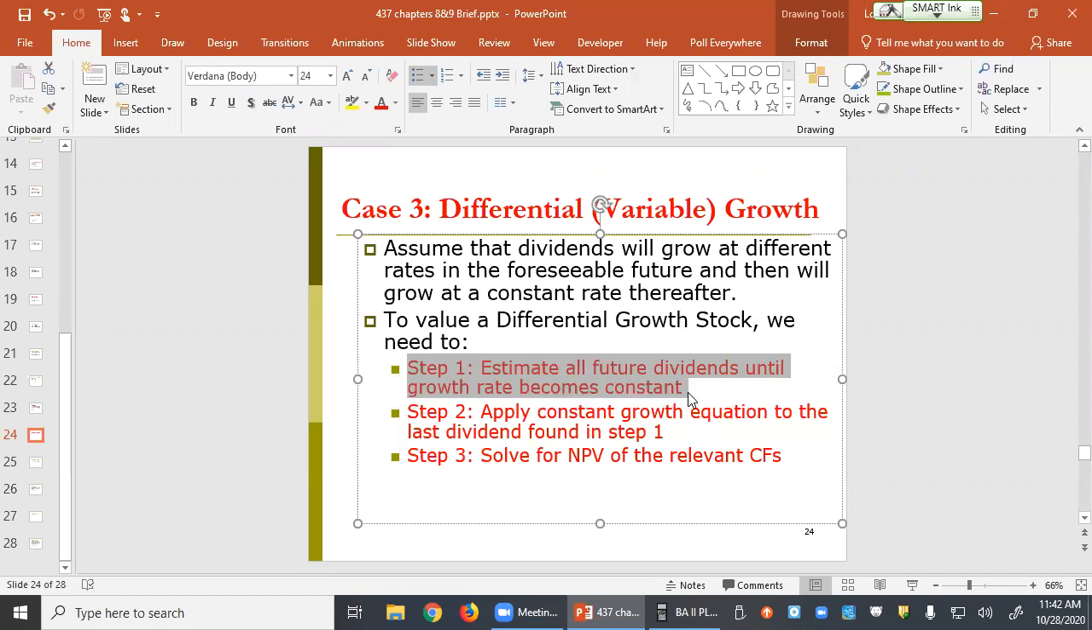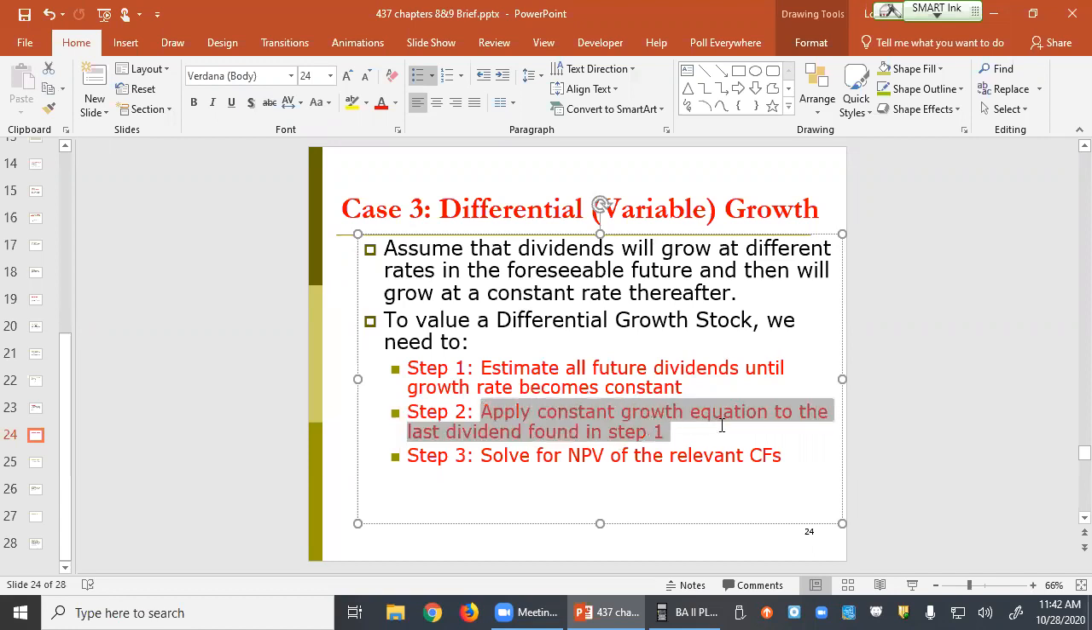The truth is that if you calculate additional dividends that are unnecessary, provided that you still execute your steps 2 and 3 correctly, you will still get the correct answer at the end. But to be efficient, to not waste time, once you find the dividend by the time that the dividend growth rate becomes constant, you can stop step 1 and move on to step 2. So step 2 is, once we find a dividend based on the constant growth rate, we can use that dividend to plug into the constant growth equation.